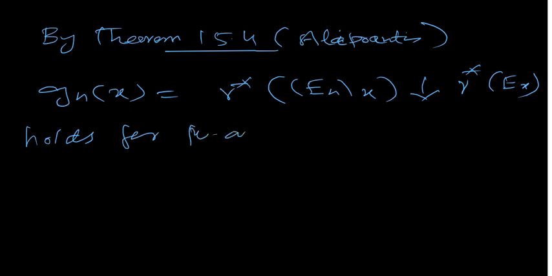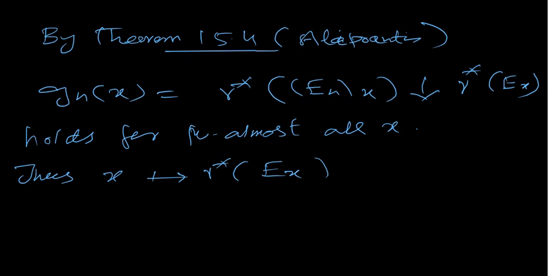Now it's the limit of integrable functions, so nu star of Ex defines an integrable function. Because it's a decreasing sequence, and gn is integrable, the limit must be integrable. As you can see, the limit of nu star of En x will be finite, because it's a decreasing limit. Thus the function which maps x onto nu star of Ex is defined as an integrable function.